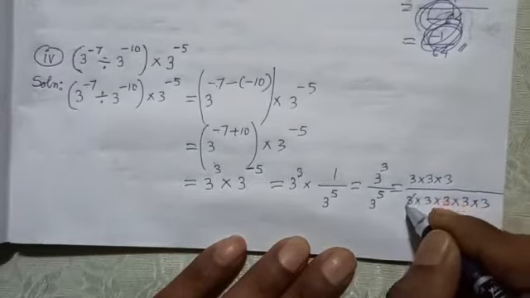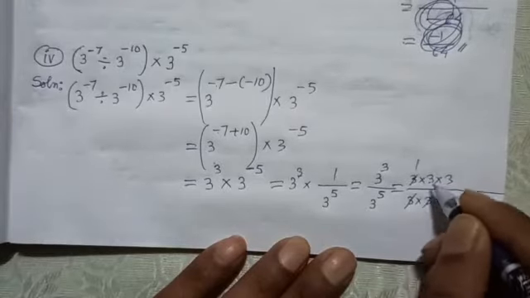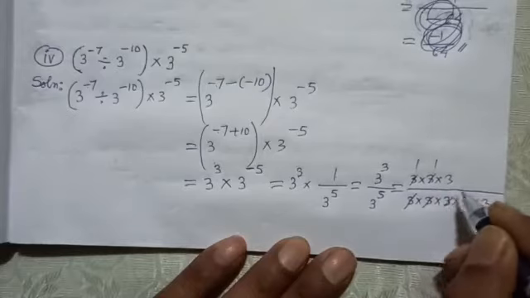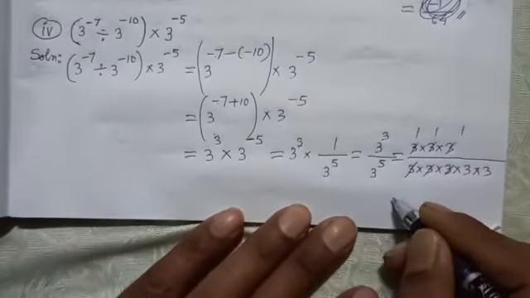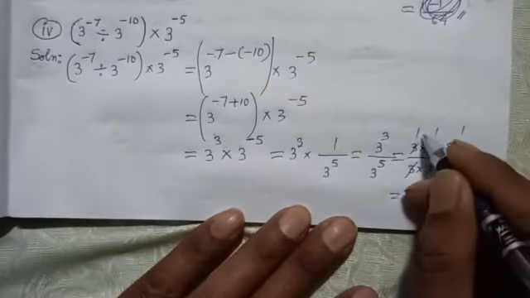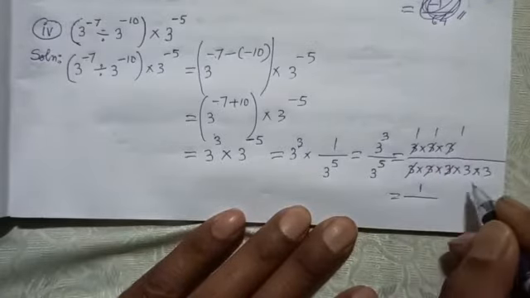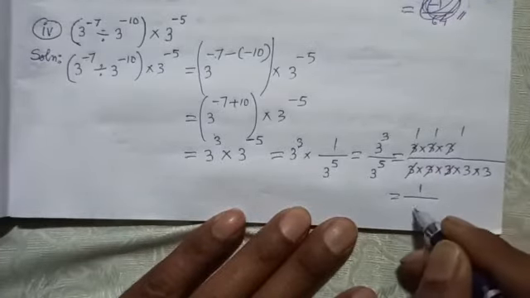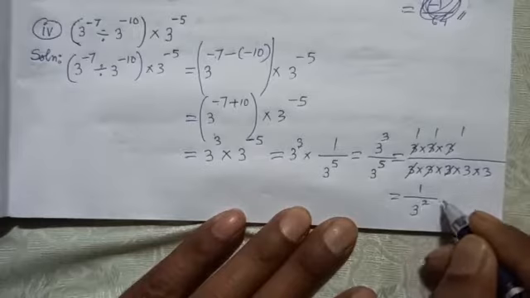So this 3 divided by 3 is one times, this 3 divided by 3 is one times, this 3 divided by 3 is one times. Next is 1 into 1 into 1 is 1. 3 is multiplied by 3, then there is 3 square. And this is the answer.